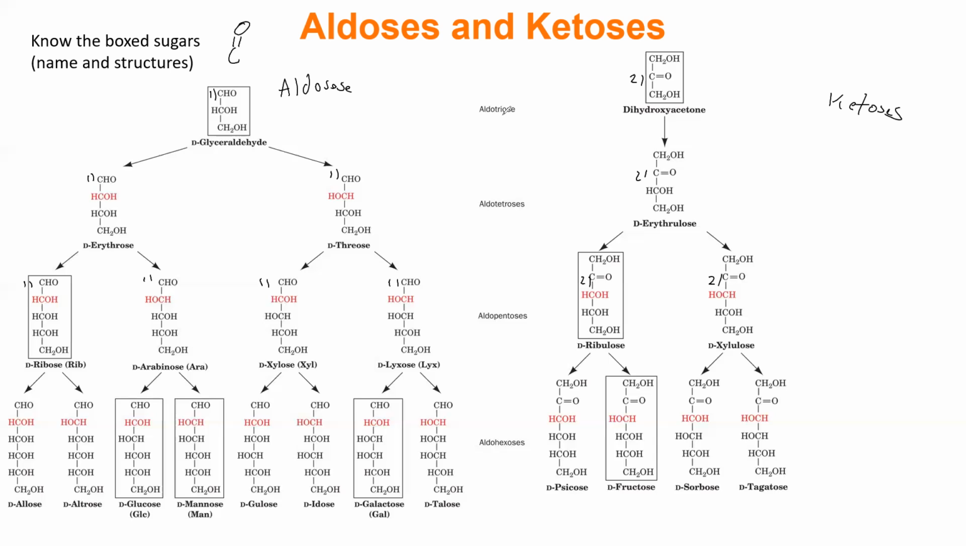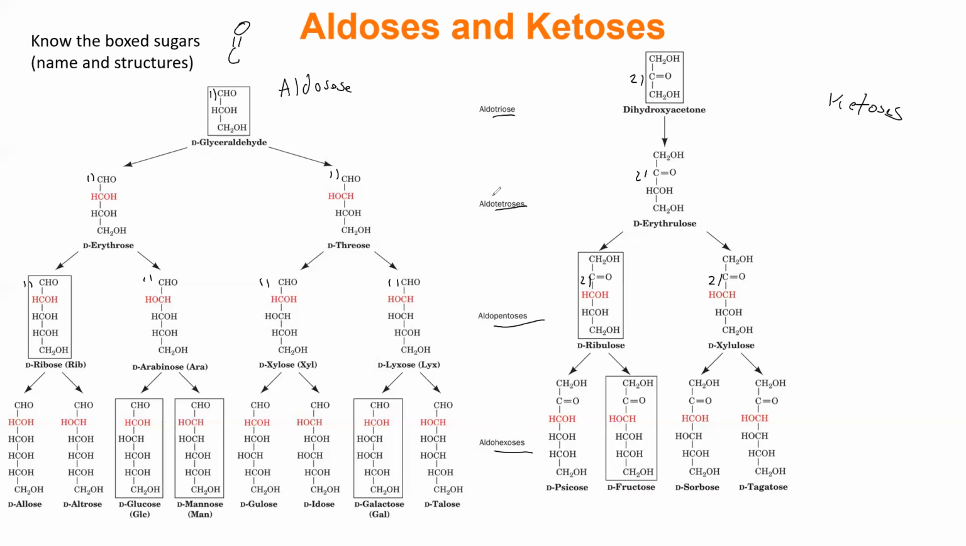If you only have 3 carbons, you're called a triose. 4 carbons, you're a tetrose. 5, you're a pentose. 6, you're a hexose. And you can keep going on. Heptose, octose. I don't know what a 9 would be, like a nonose. Decose. But yeah, that's the general way you classify sugars.